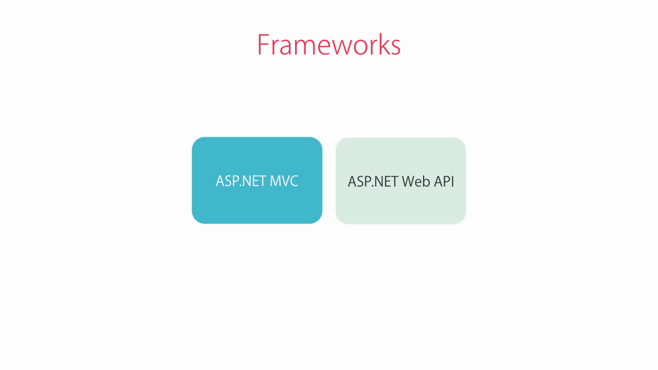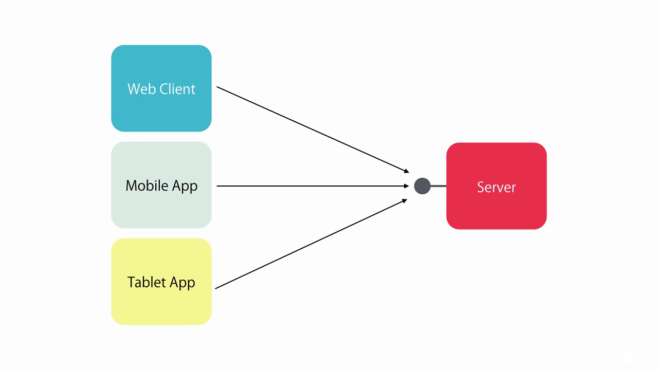In the next version of ASP.NET MVC, called ASP.NET Core 1.0, Microsoft has merged these two frameworks into a single unified framework. But ASP.NET Core is not ready yet, and it's going to take a few more months until it's finally released. So with ASP.NET Web API, we can build web APIs or data services that can be consumed by a broad range of clients.